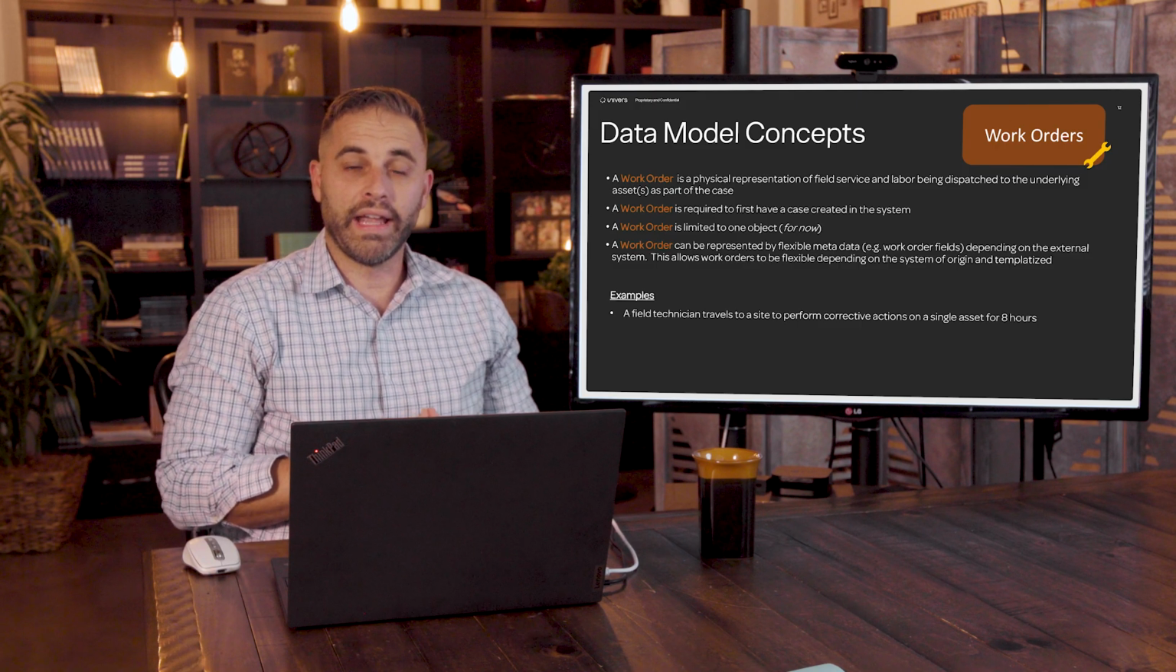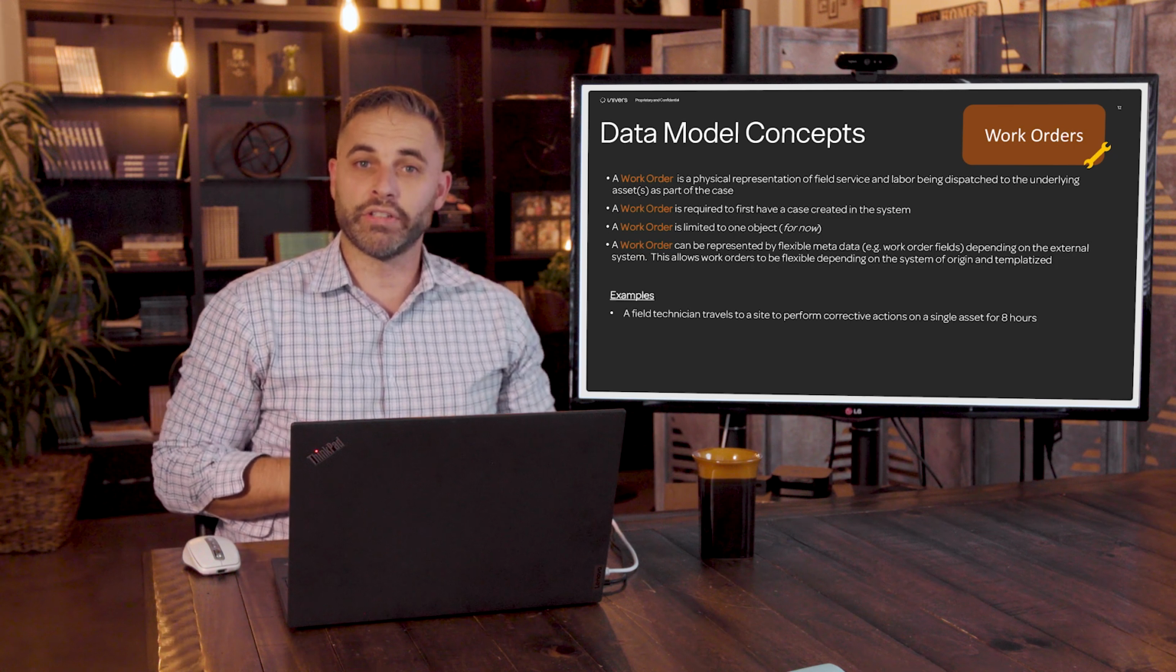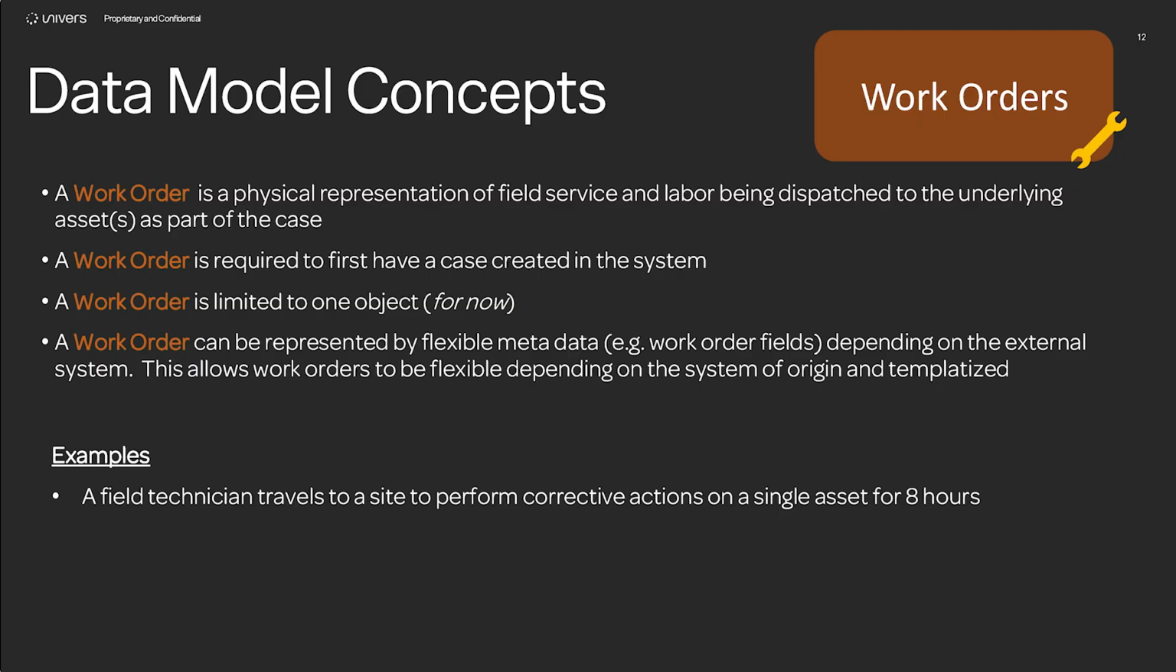A subset of a case, or one potential work item that can be attached to the case, is the work order itself. So a work order typically is a physical representation of field service and labor being done on the asset directly by someone on site. Most of our customers use an external CMMS or maintenance management system to track this ERP level data. In event operations, Bayes Field cases can then be used to dispatch and create these work orders and then interface with them back into the system so that the user can view all their events, all their cases, and all their work orders all in one user interface.